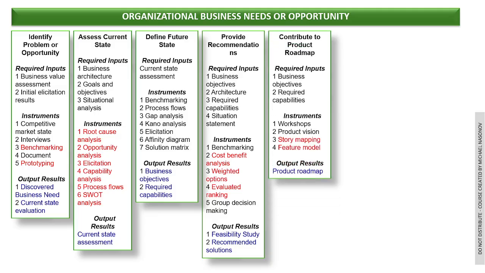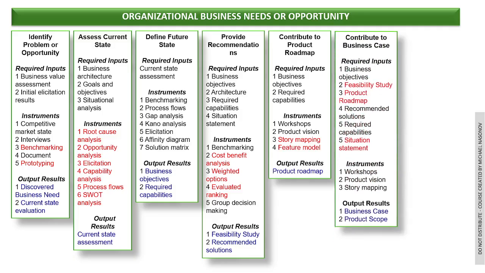Contribute, optional once again, to product roadmap. Inputs: business objectives and required capabilities. Instruments: workshops. Workshops are very good; you work and you decide everything right there. Product vision, very important. Story mapping, you already map your user stories. And feature model, what your software product features will be. Output: product roadmap.